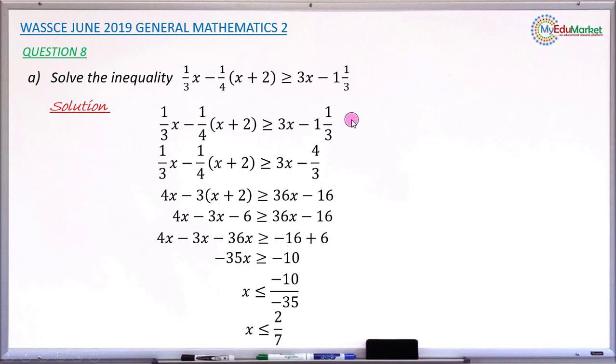Let me share with you the mark distribution for this question as contained in the marking scheme. The very first mark is a method 1 mark, which you get for an attempt to solve up to where you clear the fraction. When you continue to simplify up to where you have minus 35x greater than or equal to minus 10, you have another method 1 mark. Dividing both sides by the coefficient of x in an attempt to solve earns another method 1 mark. And when you have x less than or equal to 2/7, you have the accuracy 1 mark. So this question number 8 has 4 good marks.